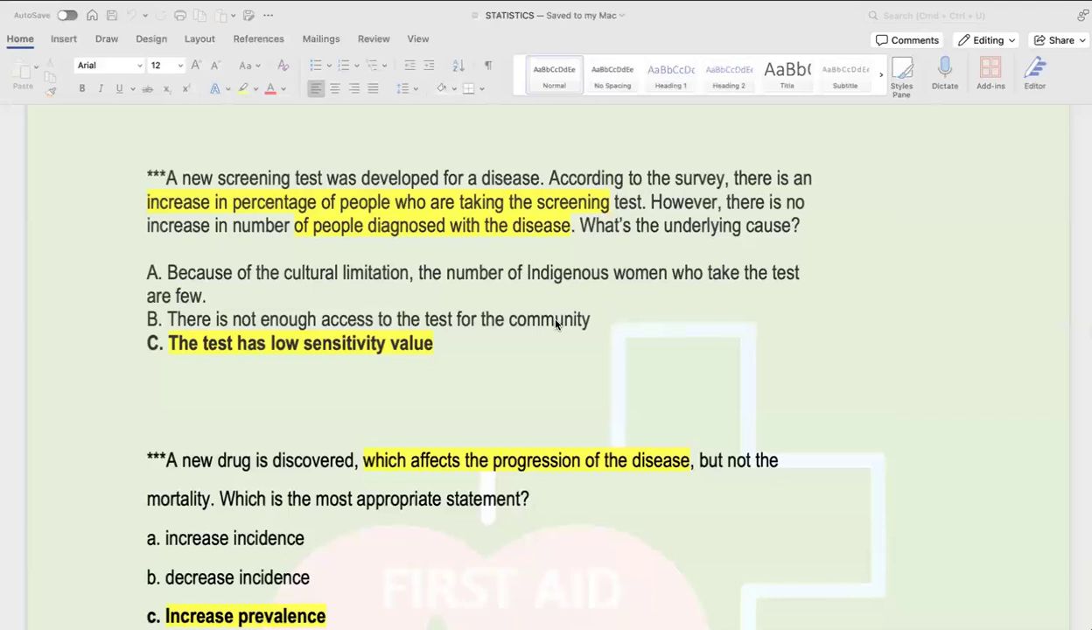Now, a screening test is developed to find out diseased people in the community. If a screening test is not able to find out the diseased people, what does it really mean? It means that it is not sensitive enough, right? Because we normally implement a screening test when it has high sensitivity. And high sensitivity means it can find out more and more diseased people in the community so that they don't end up getting a cancer.